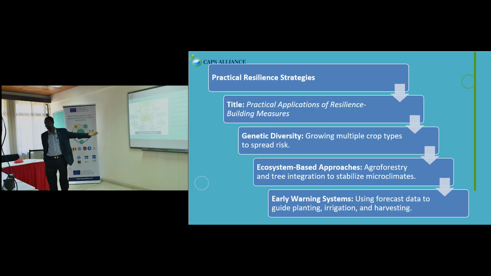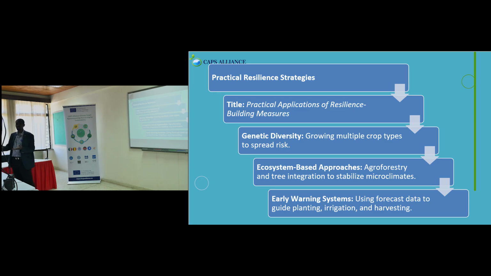So you can go to the next. Yeah, we'll go through this in passing because some of these actually are repetitions. So whenever we talk about practical resilience, of course, we know what is resilience. Ecosystem-based approaches, agroforestry, when you are planting trees together with crops, so that when you harvest the crops, you can also harvest the tree, either for timber, for fuel, for construction, and so forth.